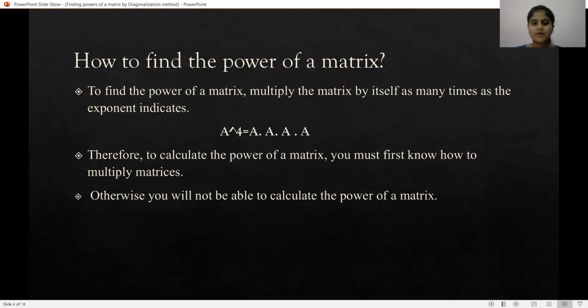How to find the power of a matrix? To find the power of a matrix, multiply the matrix by itself as many times as the exponent indicates. Let's take an example. How to determine the matrix with the power 4? A to the power 4 is equal to A into A into A into A. A is multiplied 4 times. Therefore, to calculate the power of a matrix, you must first know how to multiply matrices. Otherwise, we won't be able to calculate the power of a matrix.